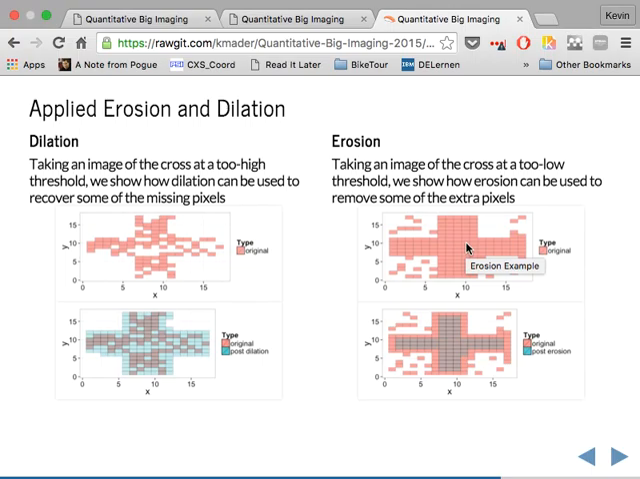Similarly with erosion, if we have a threshold in this case that's probably too high, you can perform erosion to get rid of all of this outer layer of pixels so that you don't have this noisy background anymore. So all of these single pixels by themselves are deleted because they have one neighbor which is off.